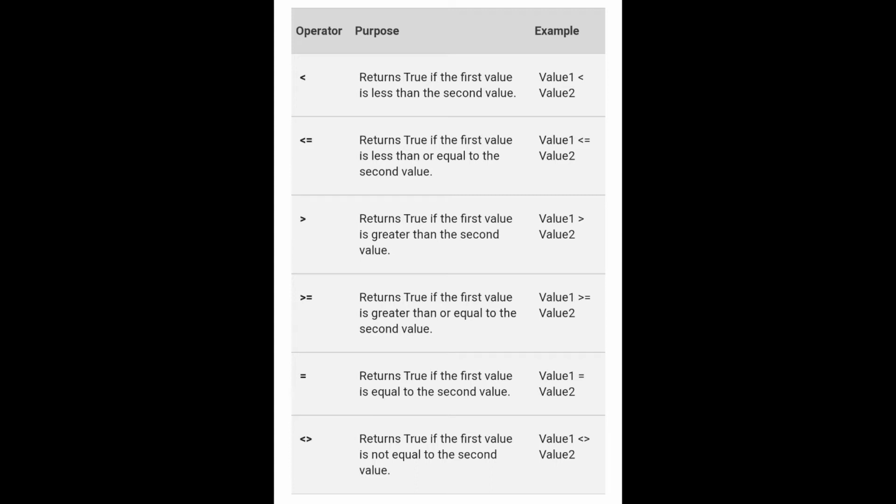Third one, greater than. As you know, it compares which one is bigger: value 1 greater than value 2. It returns true if the first value is greater than the second value. This is the function of the greater than operator. So we have discussed less than, less than or equal to, and greater than as of now. These are the functions of these operators.